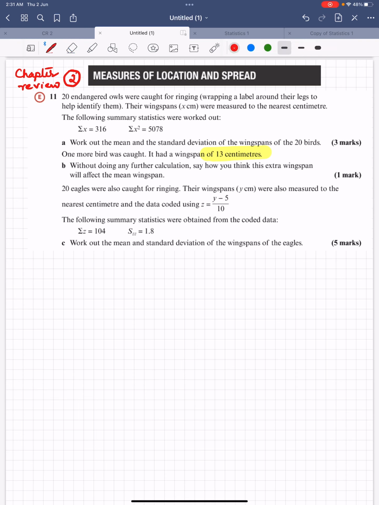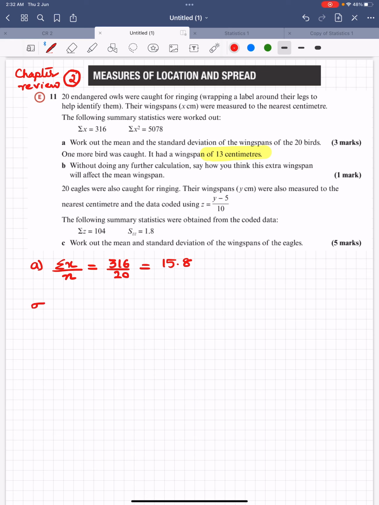So let's work out the mean. Mean will be sigma x divided by the total number of birds, that is 316 divided by 20, which is equal to 15.8.